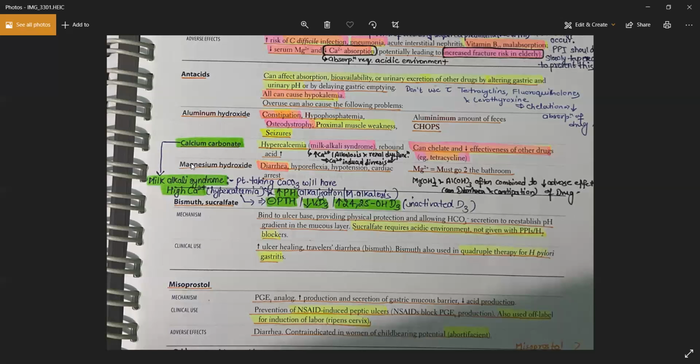So Step 1 can ask you this: why do you want to combine the aluminum hydroxide and the magnesium hydroxide in a patient? It is to reduce the side effects, right? Because the constipation and diarrhea will neutralize each other, and the patient's side effects will be reduced.